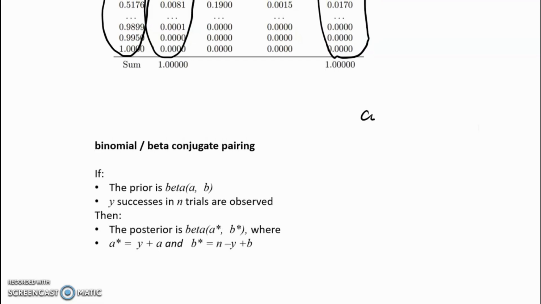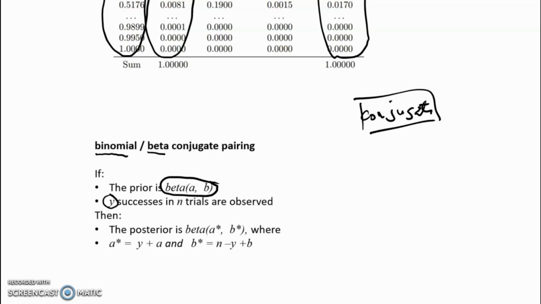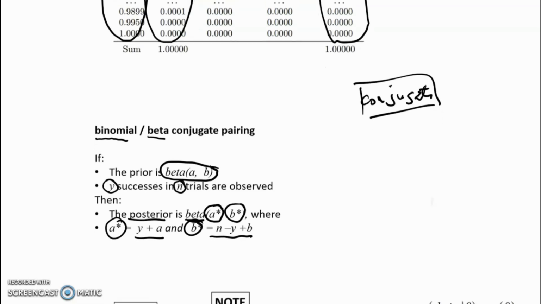An alternative approach is to use conjugate priors, conjugate pairs. So we've got a binomial likelihood function. Its conjugate prior would be a beta distribution. And we know that if the prior is a beta distribution with parameters a and b, and we observe y successes in n trials, then we can immediately, automatically, and exactly calculate our posterior. It's going to be a beta distribution as well with parameters a star and b star, where a star is equal to y plus a, and b star is equal to n minus y plus b.